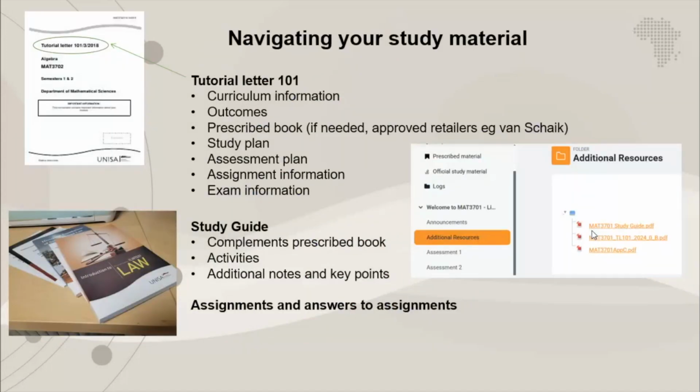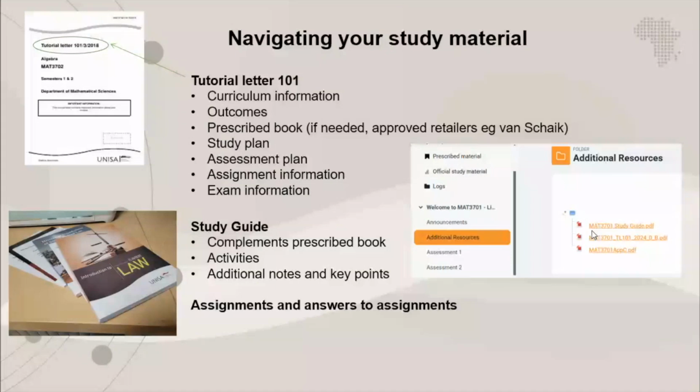Then we'll talk about navigating your study material. So the most important tutorial letter that you will receive from Unisa for each module is the tutorial letter 101. It's important because it contains your curriculum information and the outcomes for the module, which you'll use to plan out your study schedule, but we'll talk more about that later. It will also tell you what your prescribed textbook is. Please note that if you do need one, Unisa does not provide you with this textbook, so you'll have to purchase it yourself using the approved retailers, for example, Van Schaik bookstores.